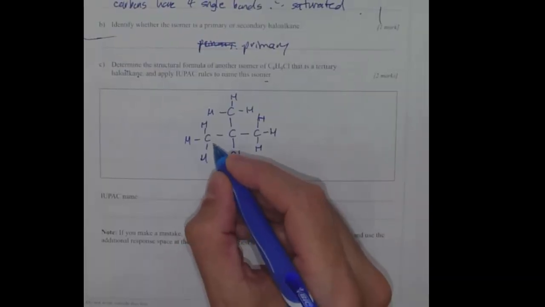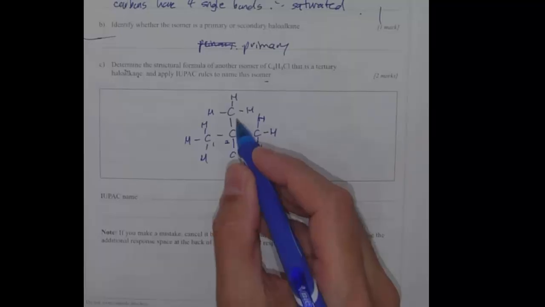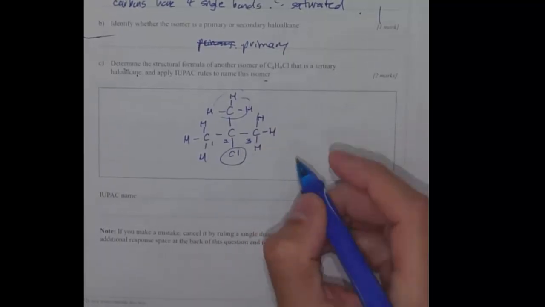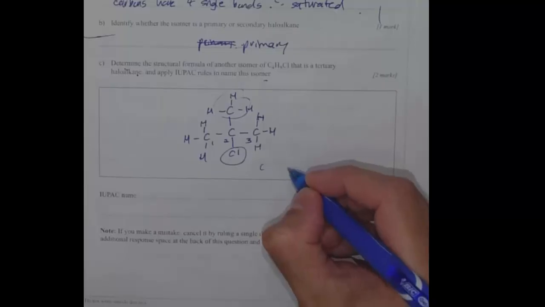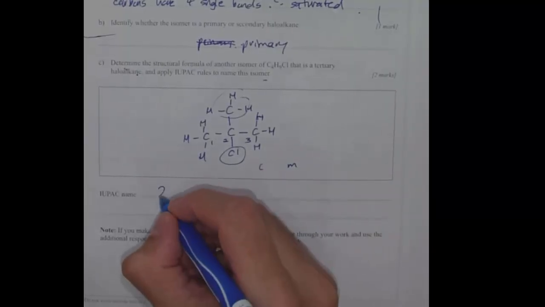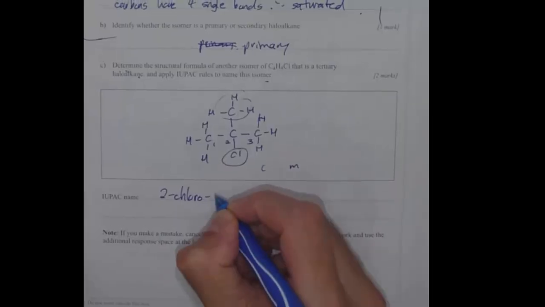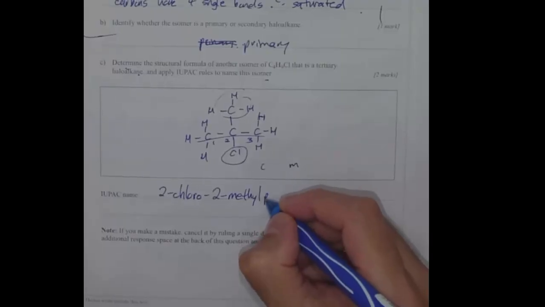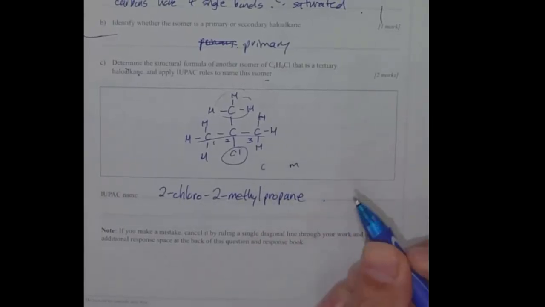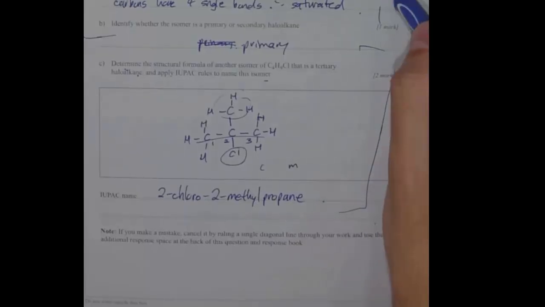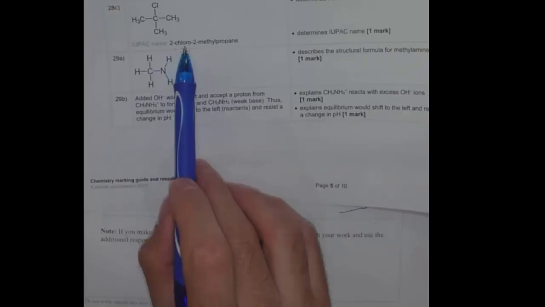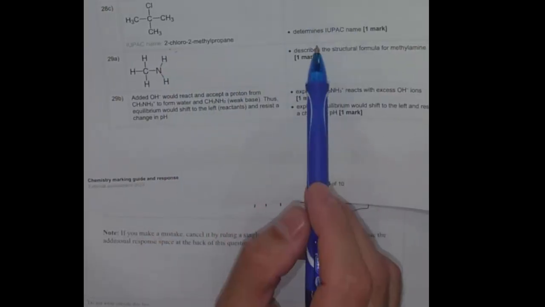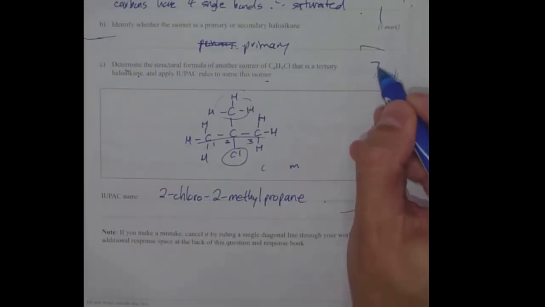And so that is 1, 2, 3, and there's a 2-methyl and a 2-chloro. Chloro comes first alphabetically, then methyl. So 2-chloro, 2-methyl propane. That's good. That multiple choice question, I think, instead of wasting our time having to write something. 2-chloro, 2-methyl propane, determines structural formula, determines IUPAC name. All right, easy.